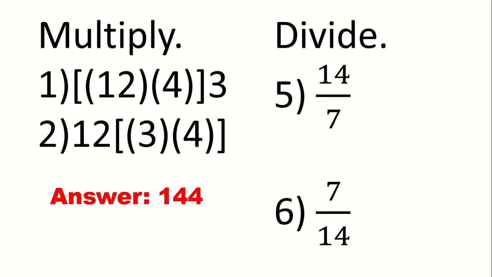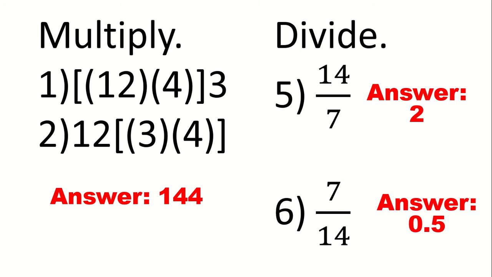But there are also cases like this. For example, in dividing, 14 divided by 7 is 2. But if we interchange 14 and 7, 7 divided by 14 will be 0.5. So, interchanging the two numbers will not give the same result.